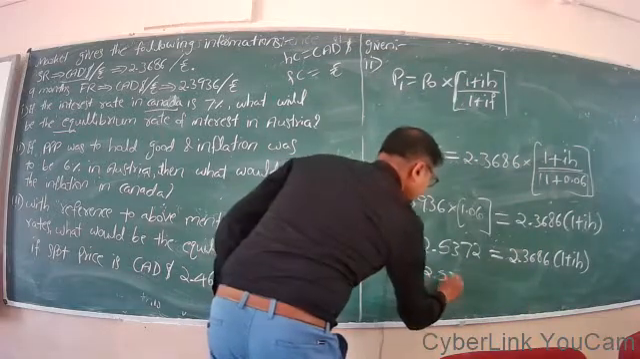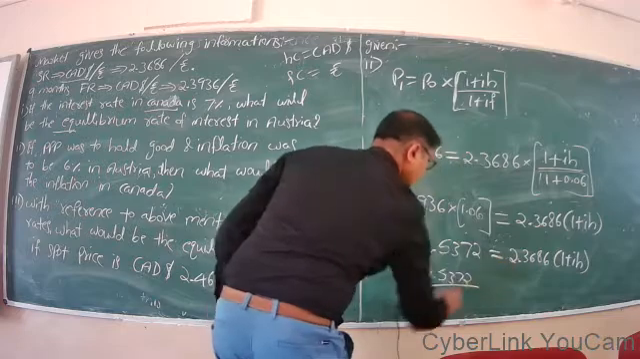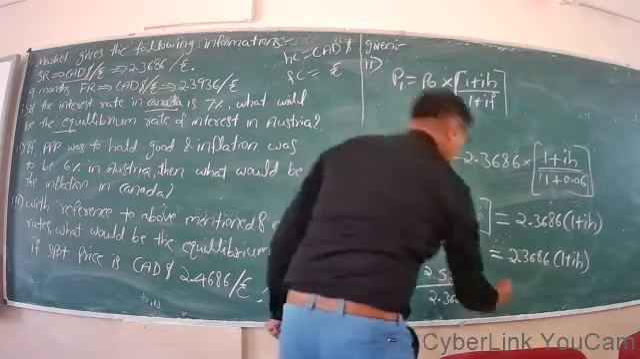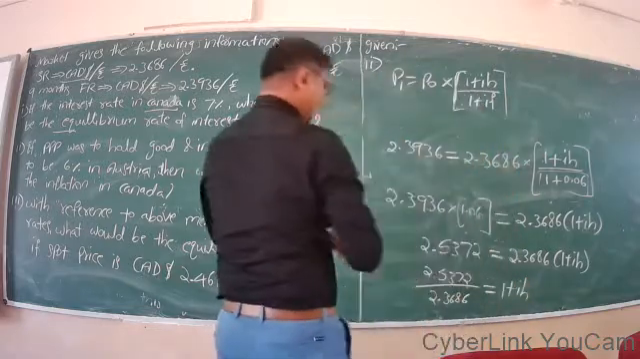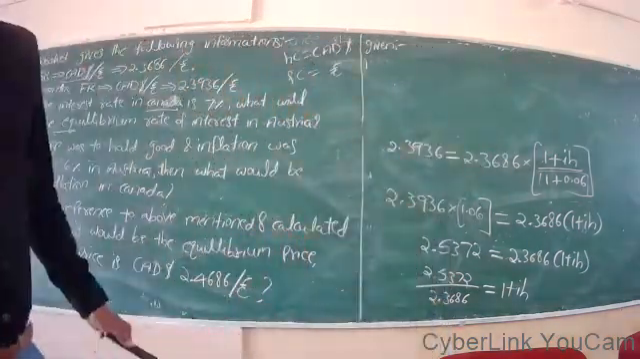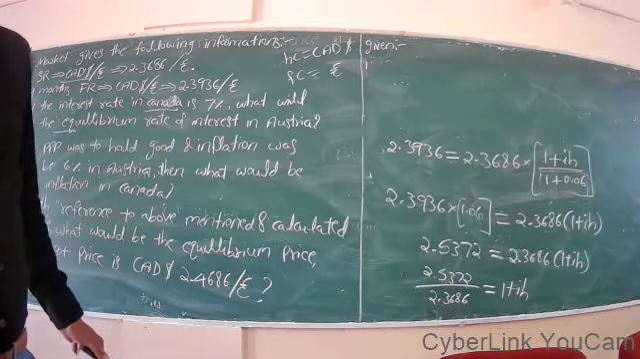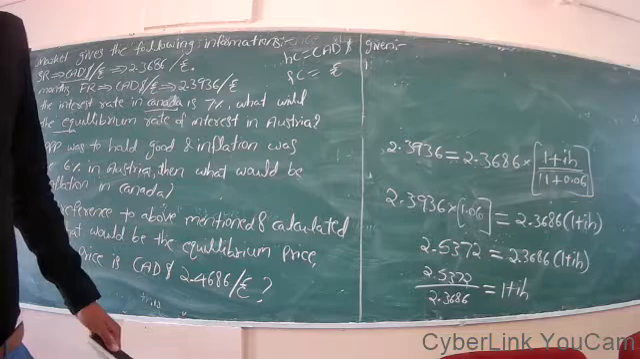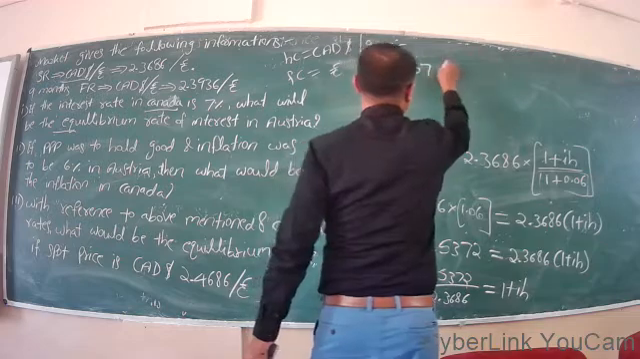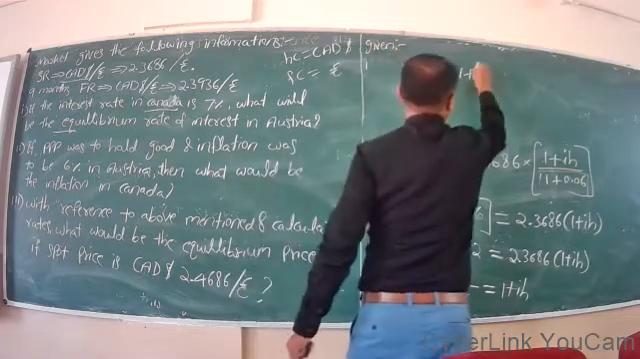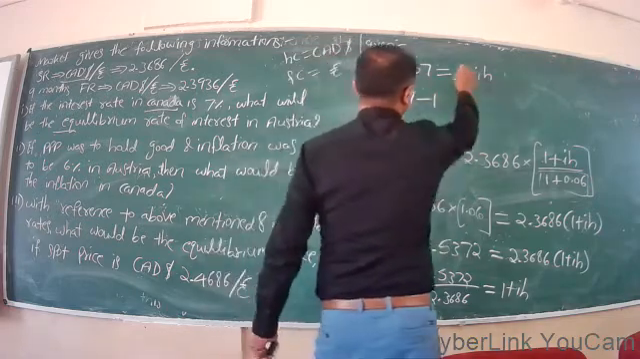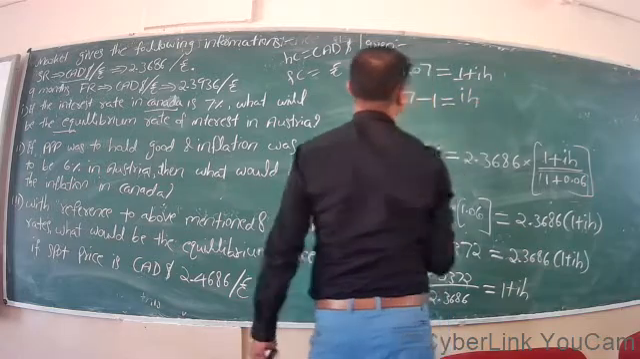So 2.5372, if we take 2.3686 to this side, it becomes divided by, equal to 1 plus IH. So 2.5372 divided by 2.3686 is 1.07. 1.07 is equal to 1 plus IH. Now if we take 1 to this side, plus 1 will become minus 1, that is equal to IH.